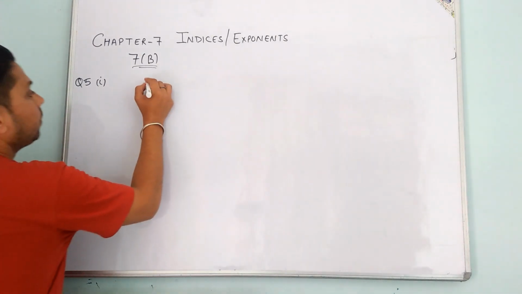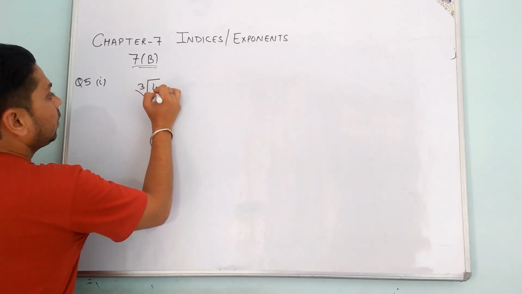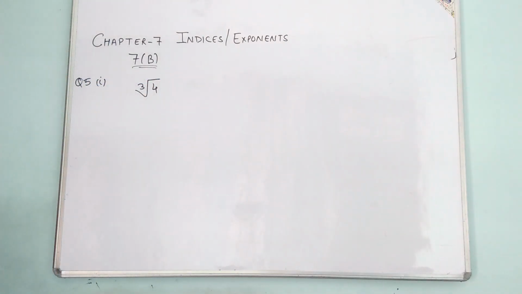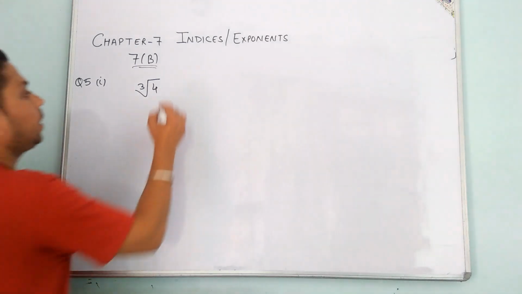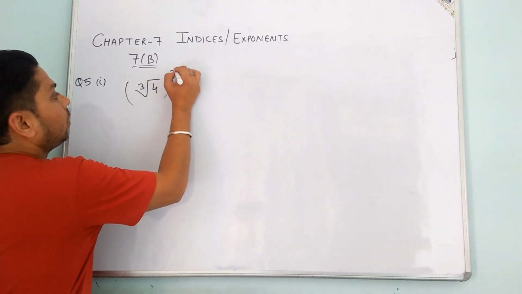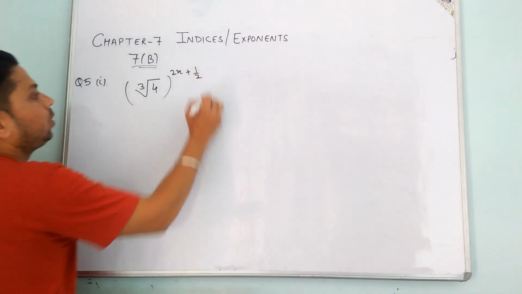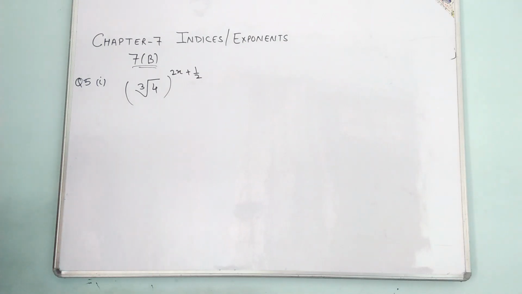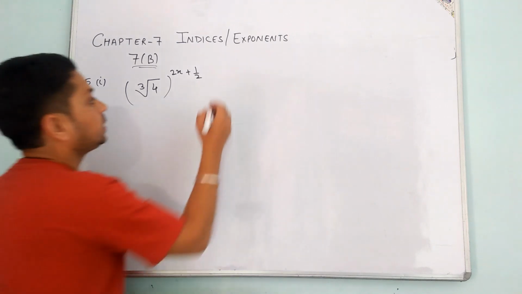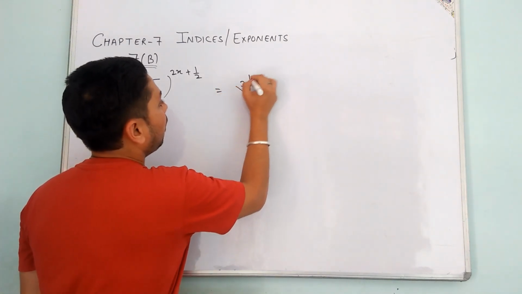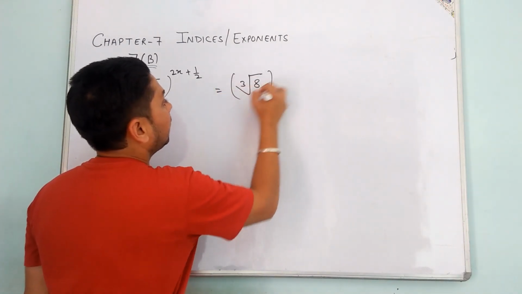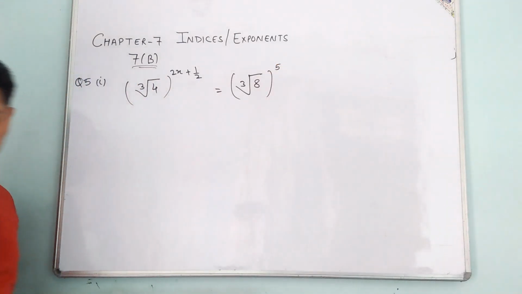cube root of 4 raised to power (2x plus 1) by 2. This is equal to cube root of 8 whole power 5.